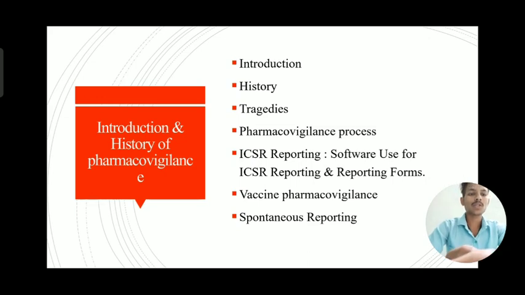Then next is vaccine pharmacovigilance. Vaccine pharmacovigilance is the science and activity relating to the detection, assessment, understanding, and communication of adverse events following immunization and other vaccine or immunization related issues, and the prevention of untoward effects of the vaccine or immunization.